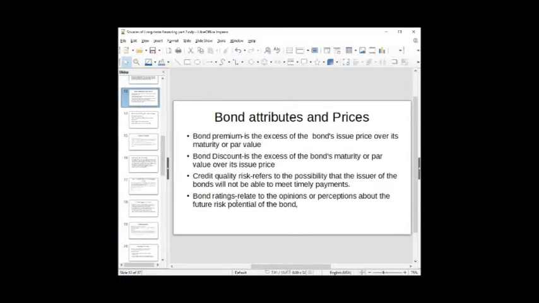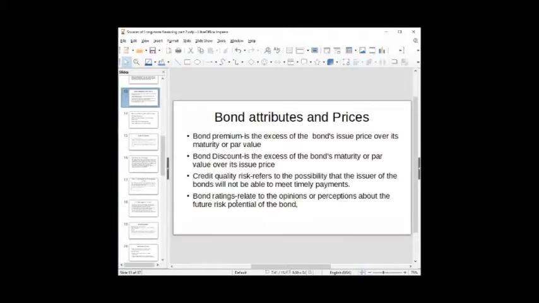Also in bond, we have this bond premium, that is the excess of the bond issue price over its maturity or par value. While a bond discount is the excess of the bond's maturity or par value over its issue price. We have also credit quality risk that refers to the possibility that the issuer of the bonds will not be able to meet timely payments, and that is a risk.